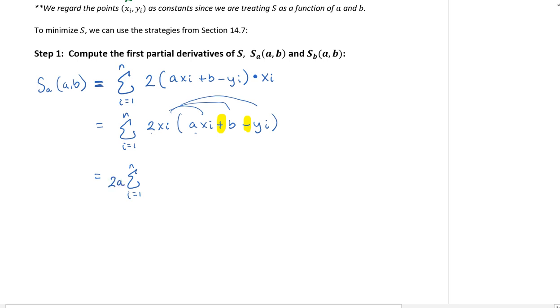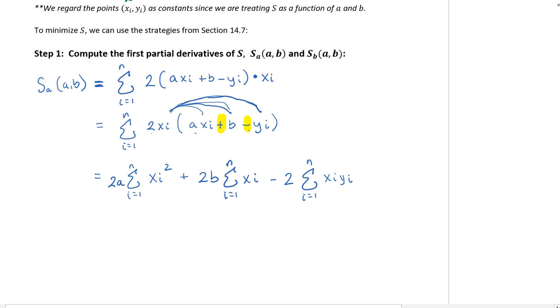So we have 2a times the sum from 1 to n of x sub i times x sub i, or x sub i squared. Our next multiplication, that's going to be 2x sub i times b. So we'll be able to pull the 2b out in front. And then we have the summation from 1 to n of x sub i left. And then finally, when we do the 2x sub i times y sub i, looks like we'll be able to take the 2 out. And don't forget it's minus, so minus 2 summation from 1 to n of the product of x sub i and y sub i.